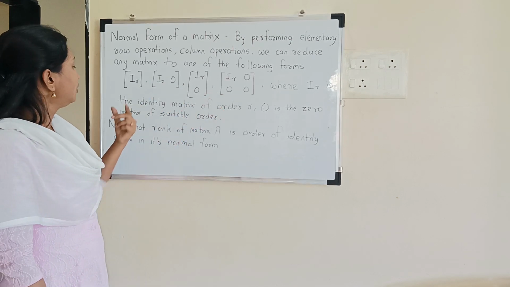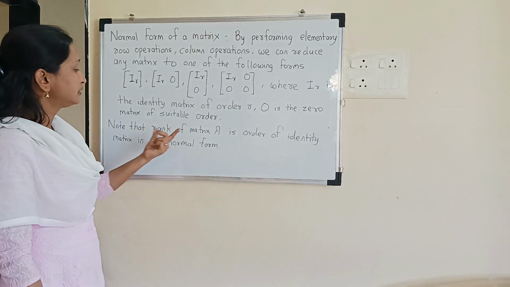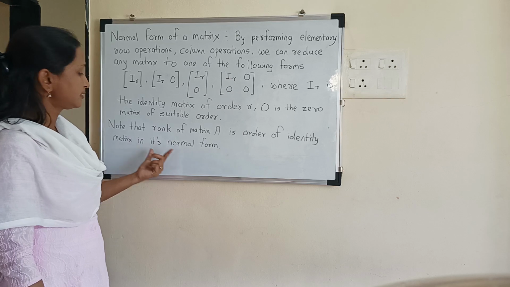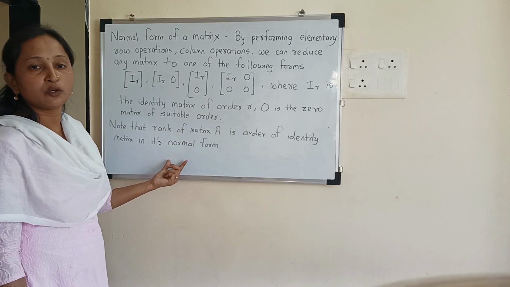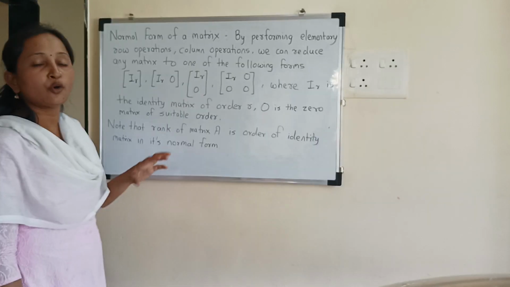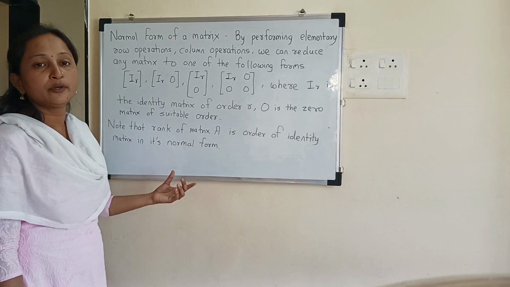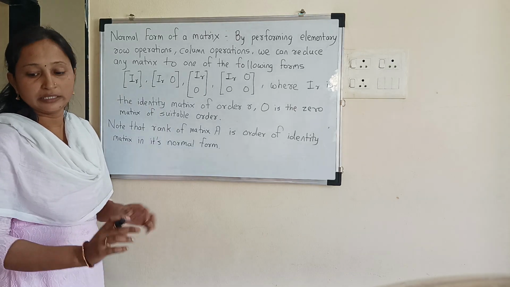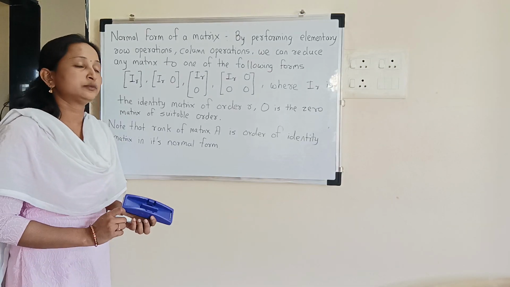Now, what is the rank of the matrix? You should note that the rank of the matrix is the order of the identity matrix in its normal form. So you have to find the normal form of the matrix and then identify the order of the identity matrix in that normal form. It will be the rank of the matrix. Now we will see one example so that you will understand what is normal form and how we can get the normal form of the matrix.